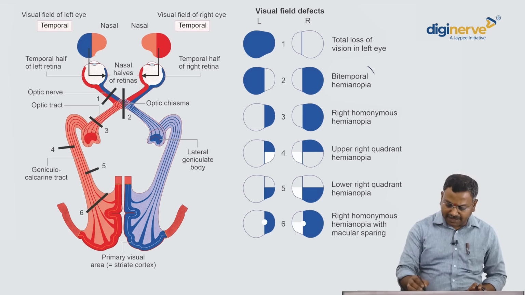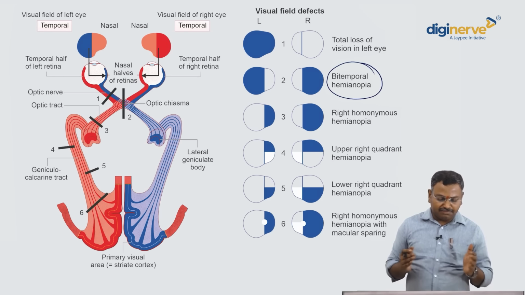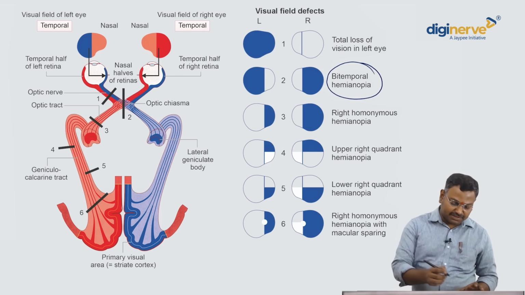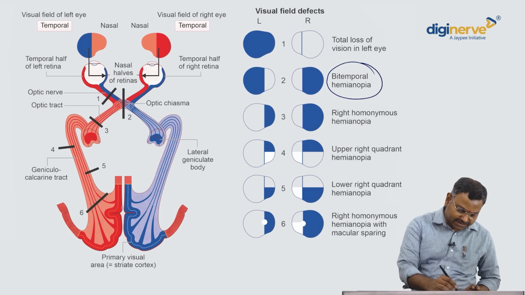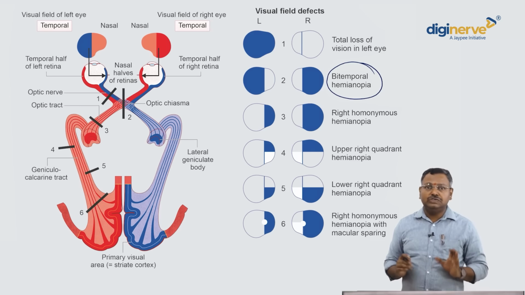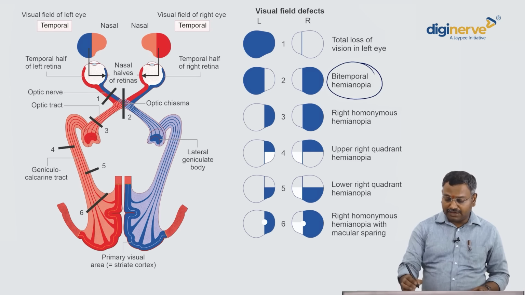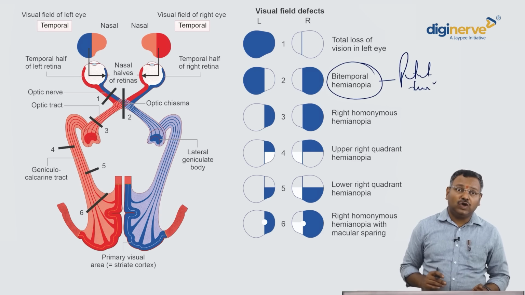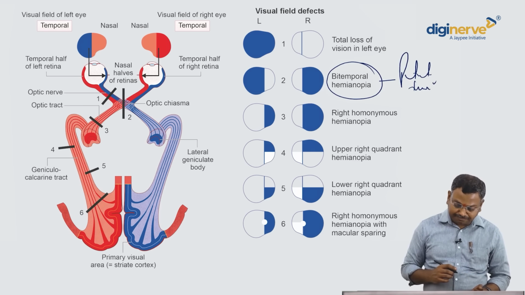Very characteristically bitemporal hemianopia, because remember the nasal fibers will cross there, the temporal fibers are going uncrossed, the nasal fibers are only crossing, you can see here. So the nasal fibers are involved, so you get the classical bitemporal hemianopia. This is usually seen with pituitary tumors or your cavernous sinus sometimes, or craniopharyngioma you could get there.